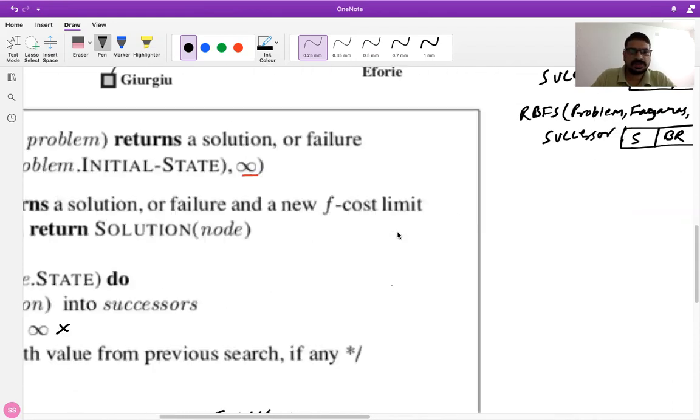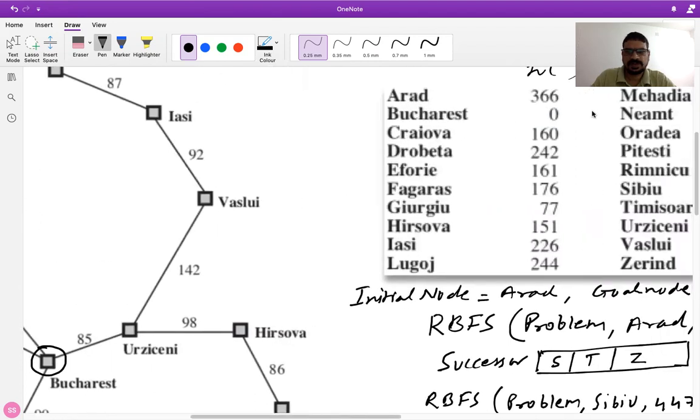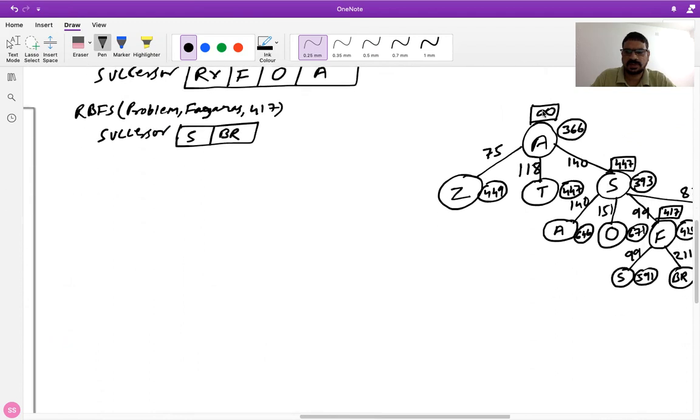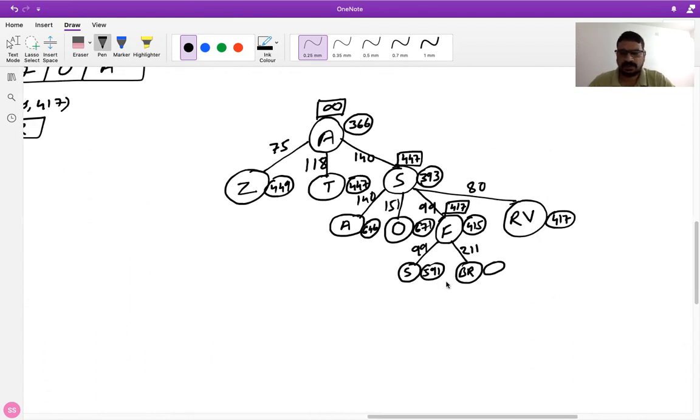If you want to see, you can see here. For the Bucharest, the heuristic is 0. Then it will be 450. 450 is greater than 415. Yes. So I'll write 450.